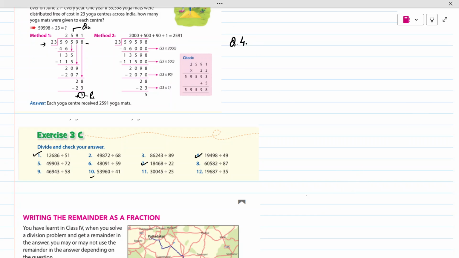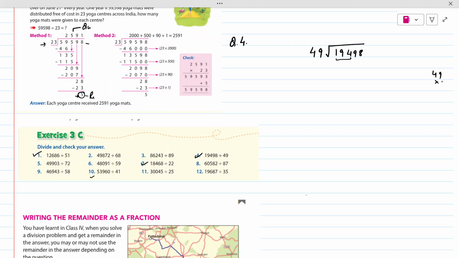Question number 4. We have 19498. Divide this by 49. Okay, so we are dividing this number with 49. Let us try to do this with 4. First two numbers are less than 49, so we cannot take this. We are going to take the first three numbers for division, right?